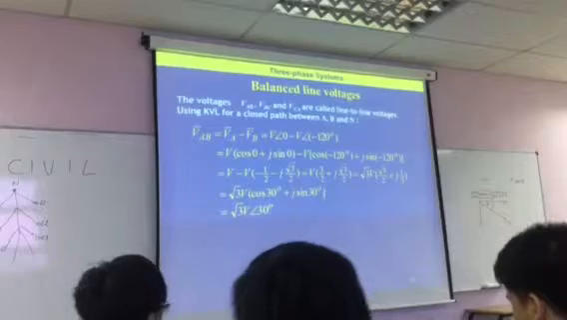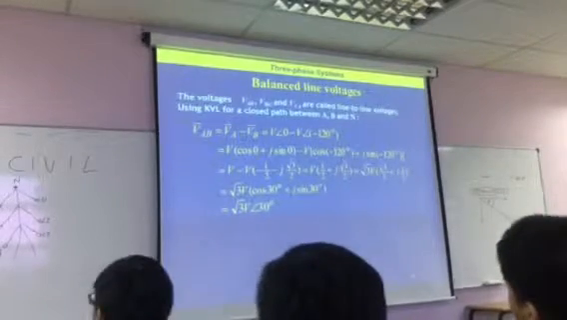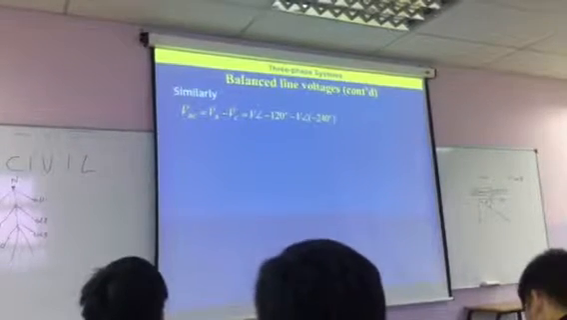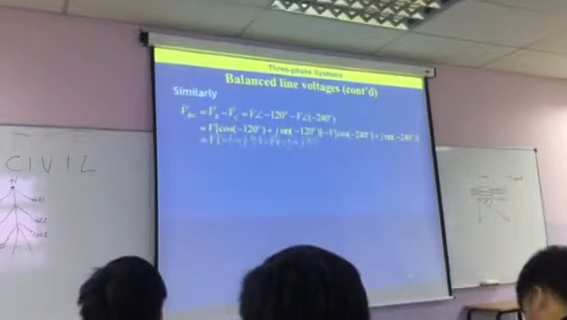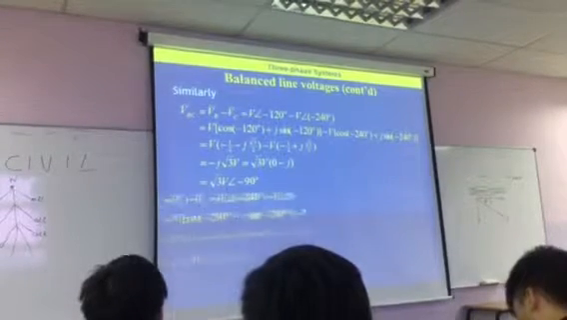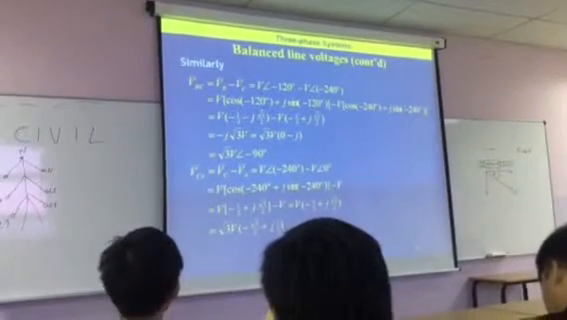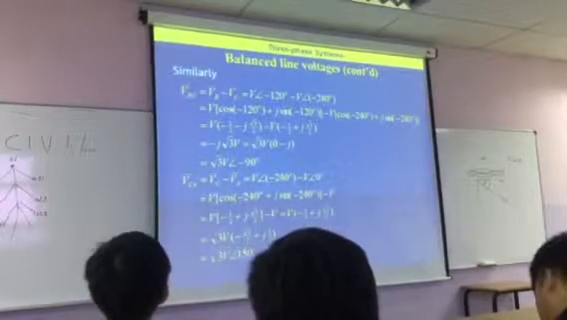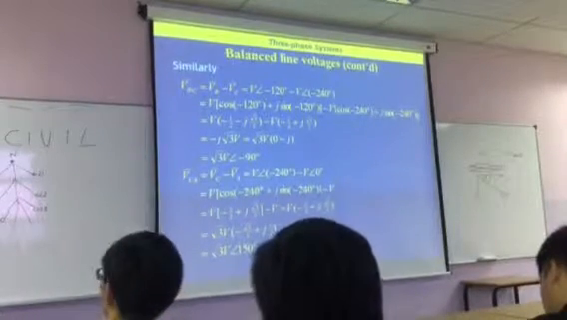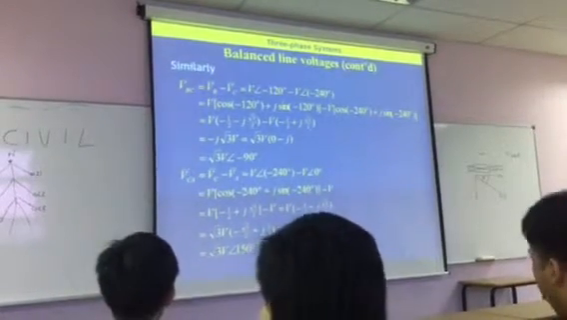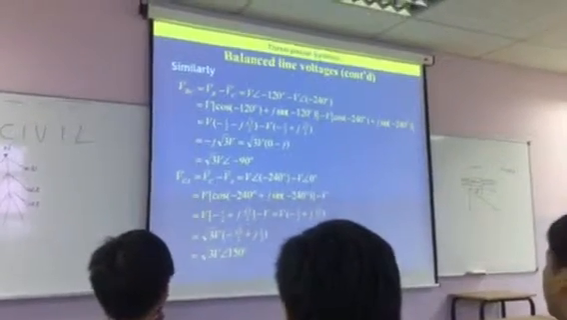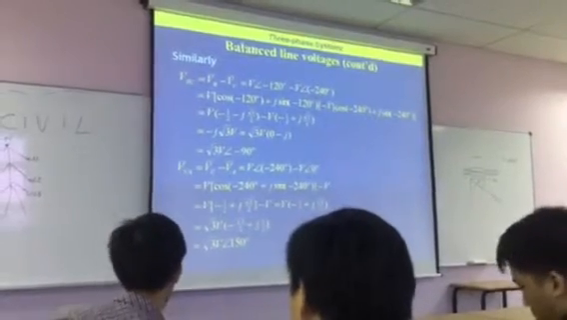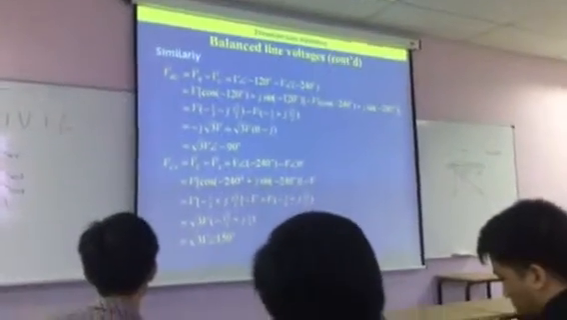Mathematics can be quite useful sometimes. Similarly, for VBC we can work out exactly the same, with a different phase, obviously, because that's what we would expect. So we've got 30 degrees, 90 degrees, and 150 degrees, so it's consistent. Before we had 0, 120, 240. These are different.